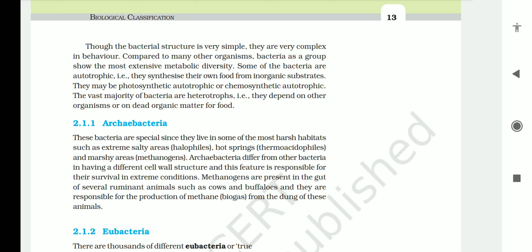2.1.1 Archaebacteria. These bacteria are special since they live in some of the most harsh habitats, such as extreme salty areas, that is halophiles, hot springs, that is thermoacidophiles, and marshy areas, that is methanogens. Archaebacteria differ from other bacteria in having a different cell wall structure, and this feature is responsible for their survival in extreme conditions. Methanogens are present in the gut of several ruminant animals such as cows and buffaloes, and they are responsible for the production of methane, that is biogas, from the dung of these animals.